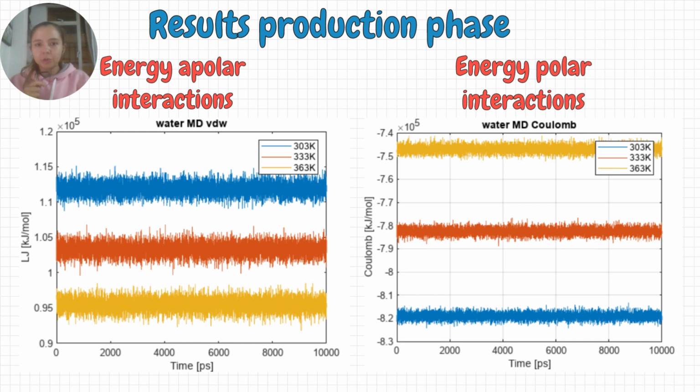The Lennard-Jones energy is depicted in the graph on the left, and it can be observed that the energy of apolar interactions is higher at the lowest temperature and lower at the highest temperature. On the other hand, on the right, we have the Coulomb energy, where it's evident that there is greater energy in polar interactions at a temperature of 363 Kelvin and lower at 303 Kelvin.